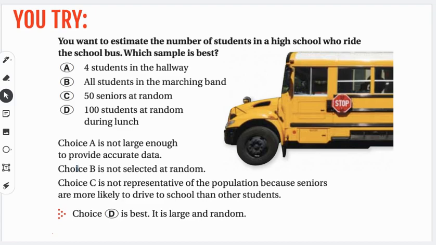C, 50 seniors at random. So for this example, because we are including all students in the high school, if I'm just including seniors, then freshmen, sophomores, and juniors are left out. So the correct answer, the best choice here would be D, 100 students at random during lunch.